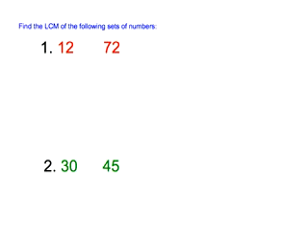Step number one, much like GCF, is going to be to find your prime factorization. So for prime factorization, we need to make factor trees. 12 is going to be 3 times 4, and 4 is 2 times 2. And it really doesn't matter if you do 3 and 4 or 2 and 6.